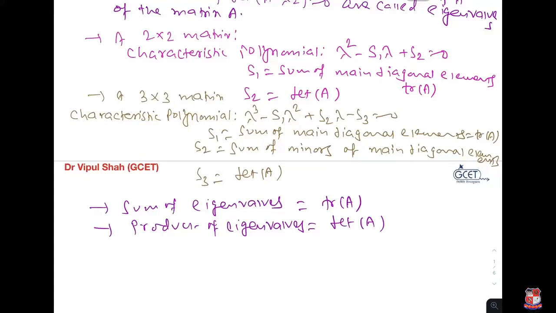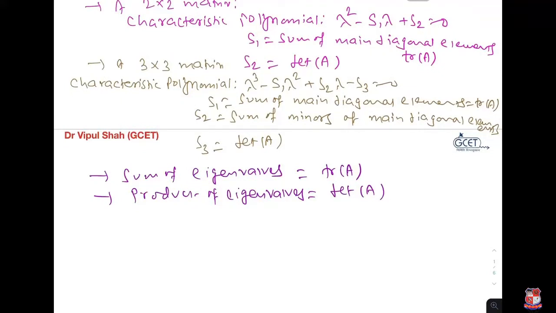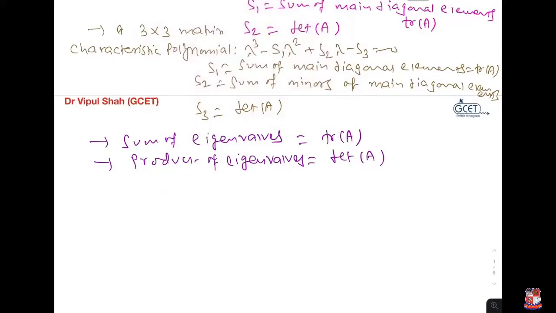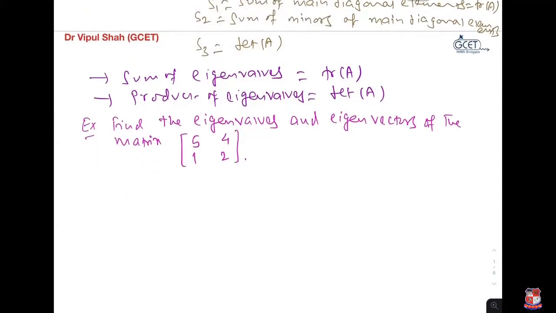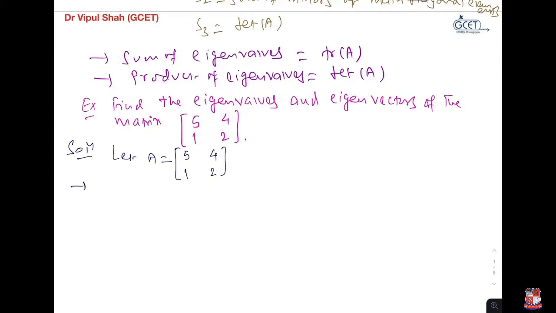Okay, let us solve some examples. Question is, find the eigenvalues and eigenvectors of the matrix 5 4, 1 2. So let us first take 2 by 2. Let A equal to 5 4, 1 2. Now first we find the characteristic equation.